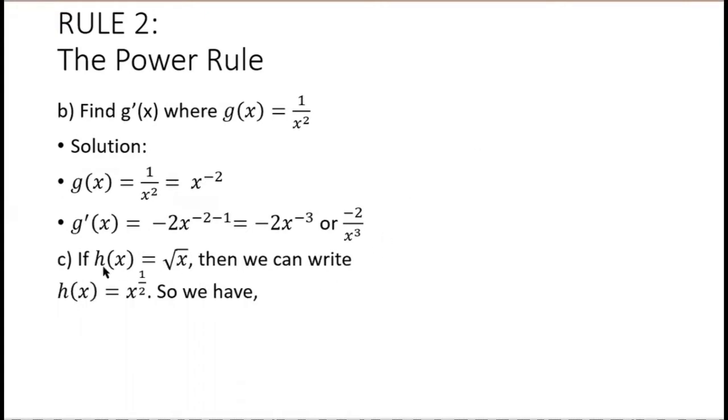Next, letter C. If h of x is equals to square root of x, then we can write h of x is equal to x raised to 1/2. So we have the derivative of h of x is equals to 1/2 x raised to 1/2 minus 1. So yung coefficient na 1/2, yung exponent na 1/2 magiging coefficient ng x. Then 1/2 minus 1 is negative 1/2. So we have 1/2 x raised to negative 1/2.